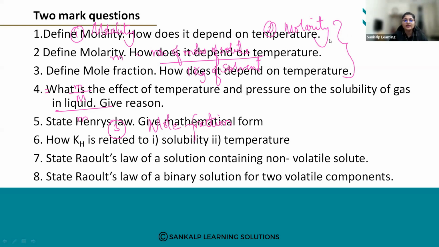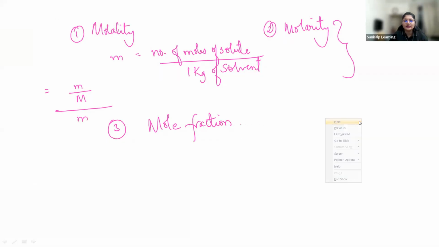One more thing we'll add here. What is the unit of molality? For our reference, there might be a question: what is the unit of molality? Number of moles is given by mole, and 1 kg of solvent is kg. So it is mole per kg. I hope this is clear. Fine, so we'll go for the next one.